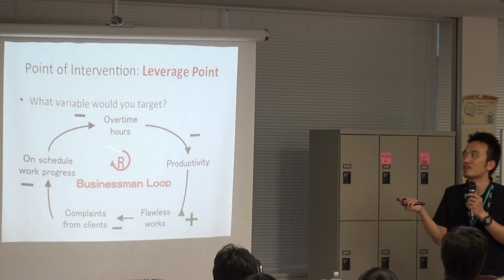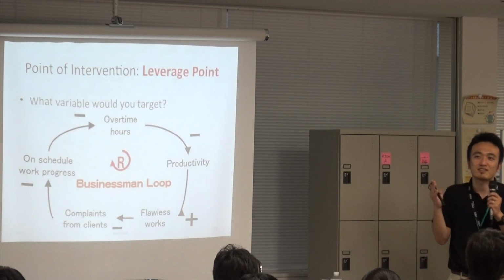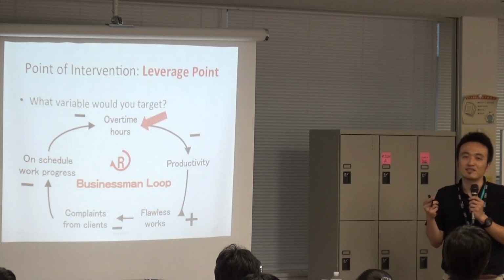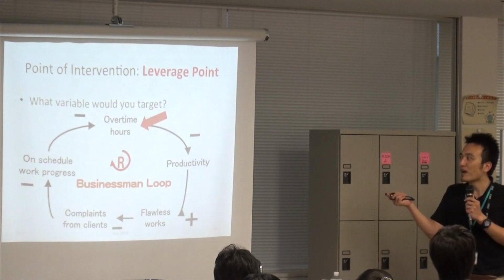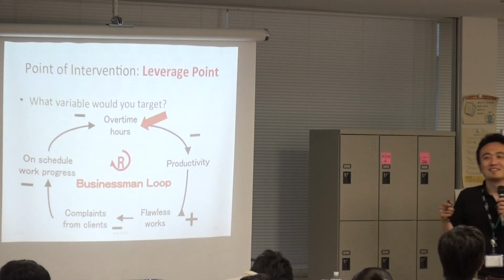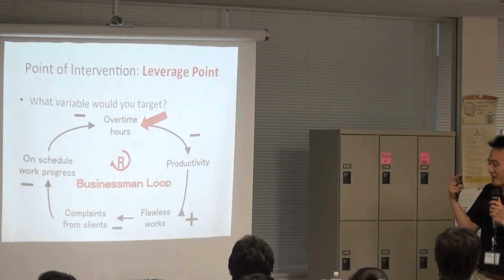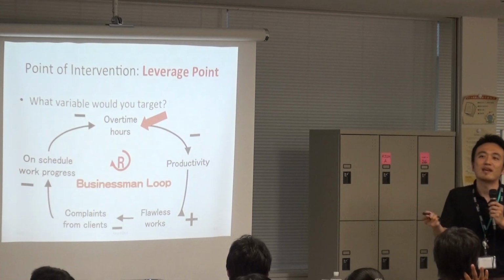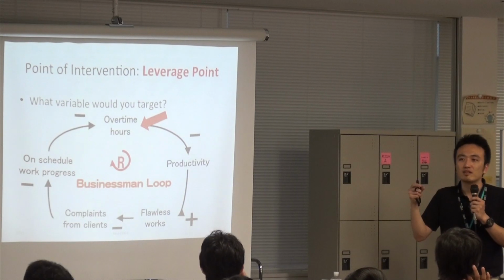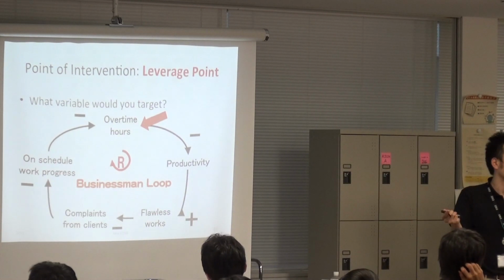You had another idea? Yeah, overtime hours. You try to kill the overtime hours. You try to decrease that with your effort. Okay, I would say so. Maybe Red Bull? Yeah, maybe, but maybe not. So, there are certain points that you can intervene and some points that you cannot intervene, right? Intervene meaning you can do something about it. It's very difficult to do.